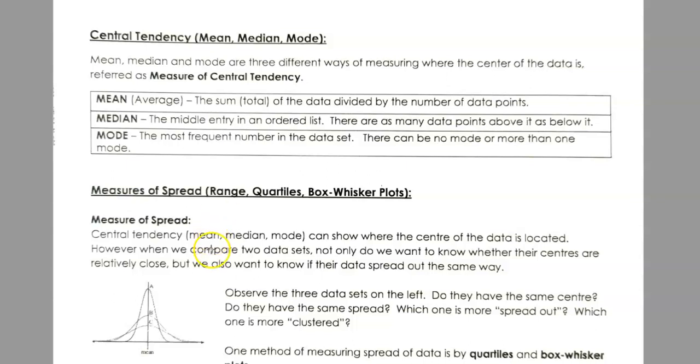Both of these ideas, central tendency and measures of spread, give you an idea of what your data looks like.